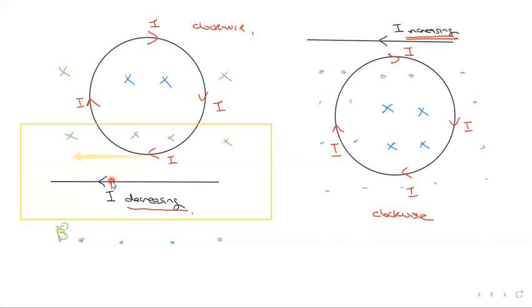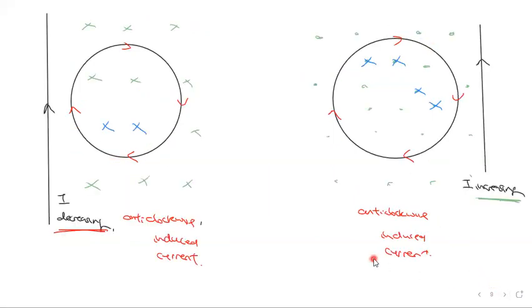Same thing here. You've got current increasing to the left. So what has the coil done? It's gone, well, we don't want that increased current. We want to sort of counteract it. We want to get rid of it. Over here, you've got a current going up and it's decreasing. So what's happened? The coil has boosted it. So the induced current plus the original current is as close to what it was before as possible.